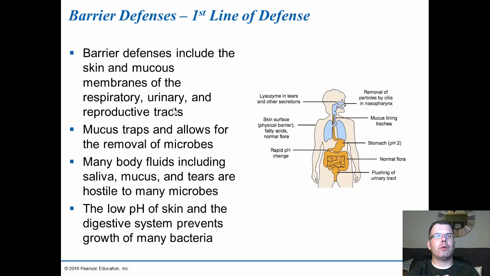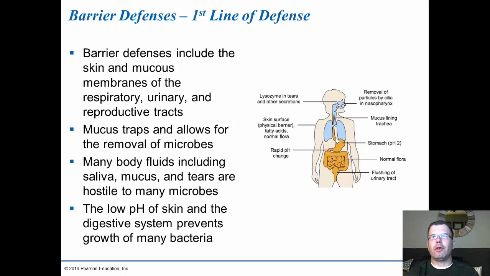Many body fluids, including saliva, mucus, and tears, are hostile to many microbes because they contain enzymes like lysozyme, which break down the bacteria and viruses. And then our skin has a low pH, as does our digestive system, and so that's another thing that we do. So a lot of things end up in our lungs, and we talked about this in the respiratory system with the ciliated elevator. What we do is we move this up and then we swallow it in the middle of the night. And so that's why you often wake up with a little bit of roughness in your throat or a frog in your throat, because that's a lot of the stuff you were breathing in the day before that you swallowed in the middle of the night.